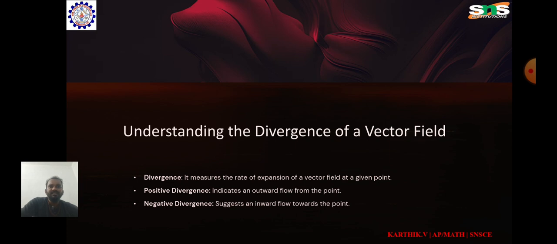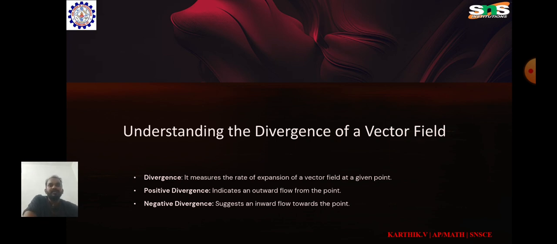When the divergence of a vector field at a point is positive, it indicates that the field is spreading out from that point. That is, del dot F greater than 0. Negative divergence. Conversely, when the divergence of a vector field at a point is negative, it suggests that the field is converging towards that point. That is, del dot F less than 0.